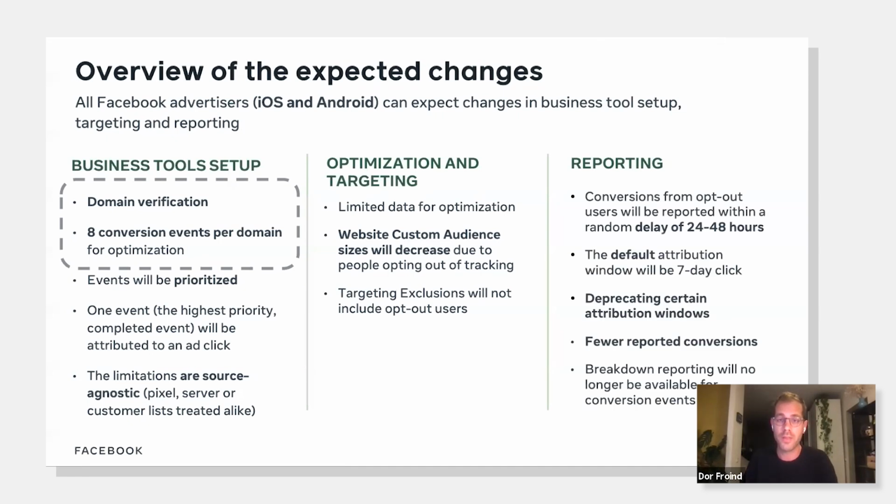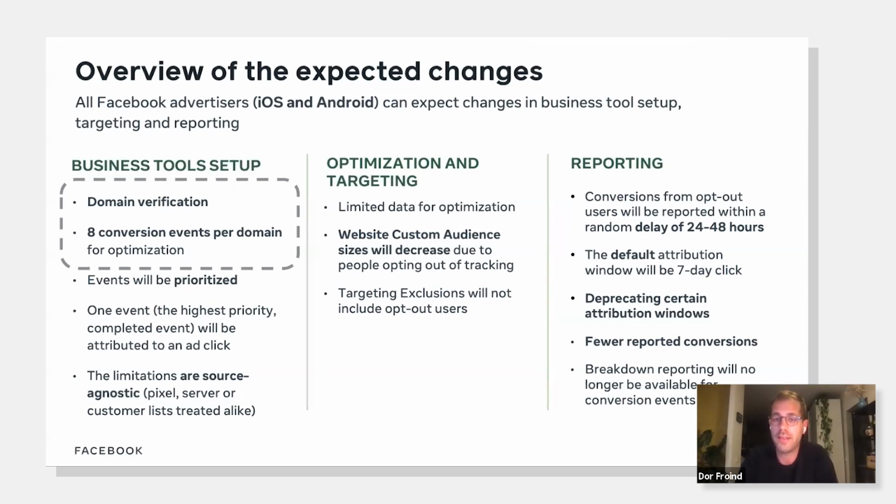Moving on to reporting. So this is a bit tricky. The first point here is about the time of reporting. Conversions from opted out users will be reported with a random delay of 24 to 48 hours. This is another means that was designed to prevent advertisers from understanding the exact customer journey. So in that context, I would highly encourage advertisers to not optimize their campaigns and performance on a daily basis, because this won't reflect the actual results.